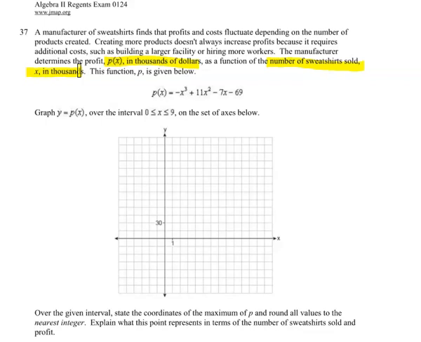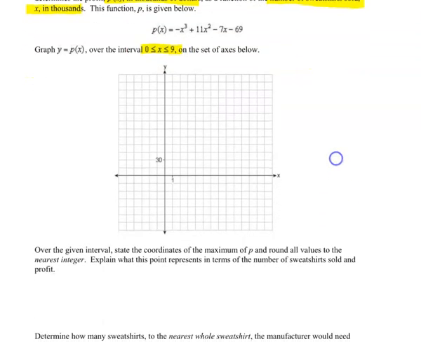So the first thing they want you to do is graph on the interval of 0 to 9 on the axes below. Now, what's kind of nice about this problem is they actually set the scale for you so that you don't have to think about a scale that would make sense. It's also kind of giving you a gauge of where they want you to look in the calculator, especially when they say to graph from 0 to 9.